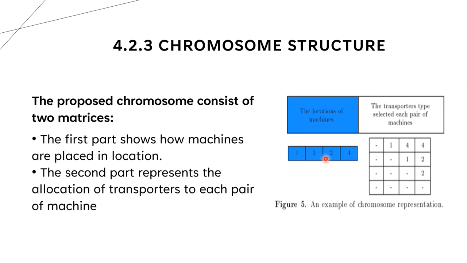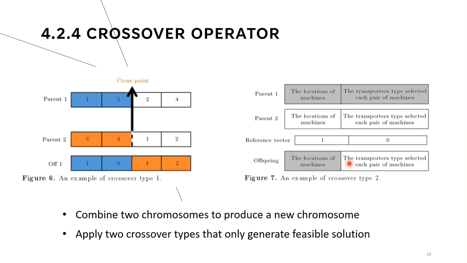The material between machine 1 and machine 2 are moved by transporter 1, between 1 and 3 are moved by transporter 4, and so on. And next slide, we come to the crossover operator.